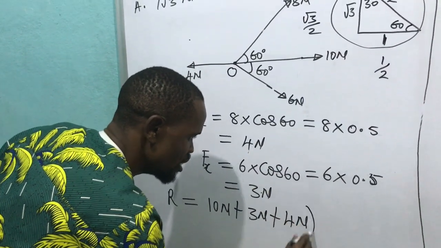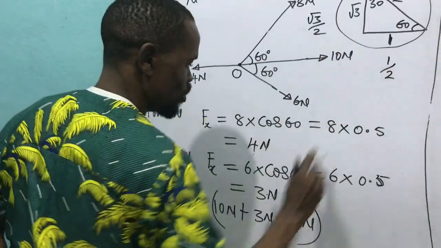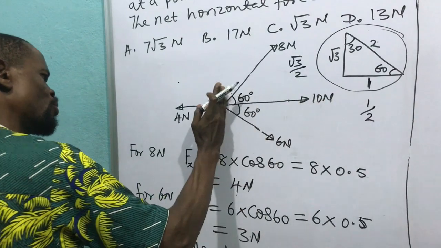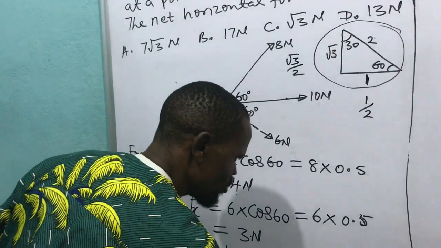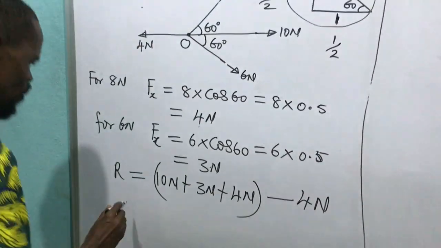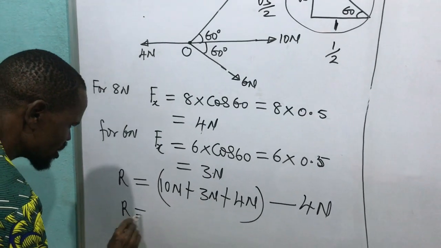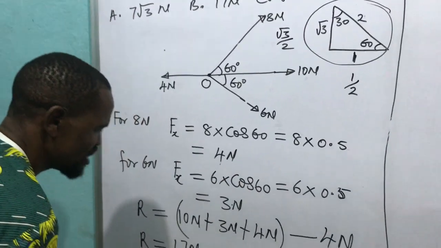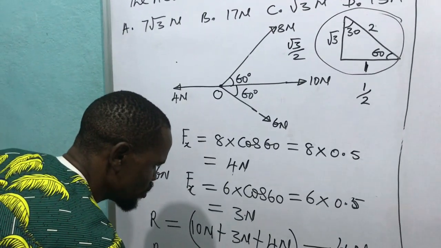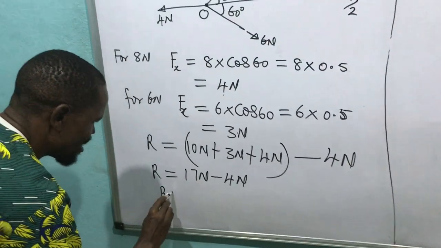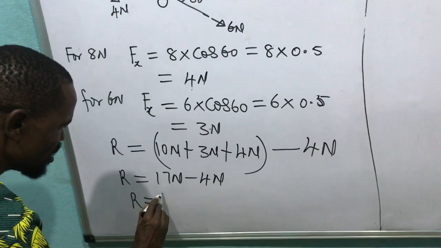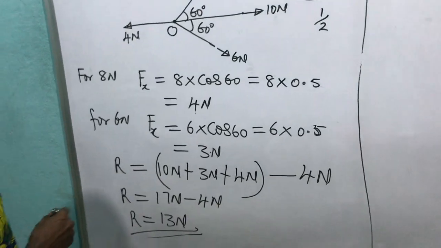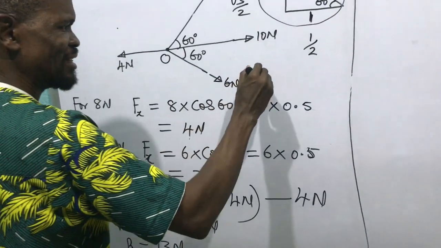This is the net force that is acting this way, minus the one opposing them. Look at the one opposing them, 4 newtons. I will now have that the resultant force, this plus this plus this, will give me 17 newtons, minus 4 newtons. And I will have my R to be 17 minus this, which will give me 13 newtons. Therefore, my resultant force is 13 newtons.